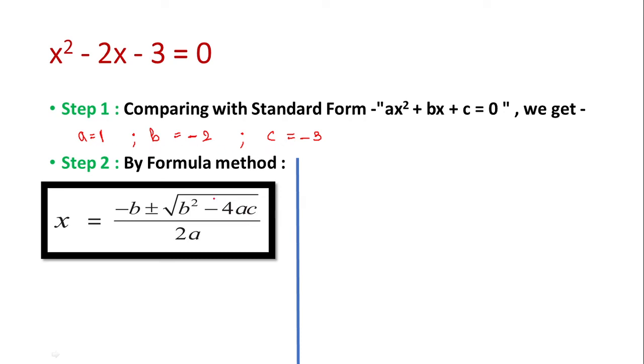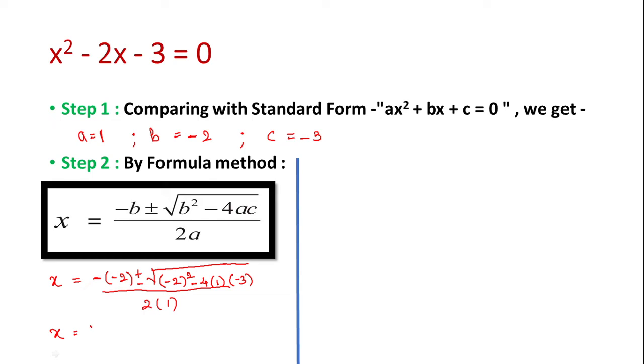This is step 1, that you have to find the values of a, b and c. After that, just insert these values into the formula. So let's check what we get. X will be minus b, means minus of minus 2, plus or minus under root b square minus 4ac. B square will be minus 2 square, minus 4 into a is 1 and c is minus 3, upon 2a. What is a? 1 again.